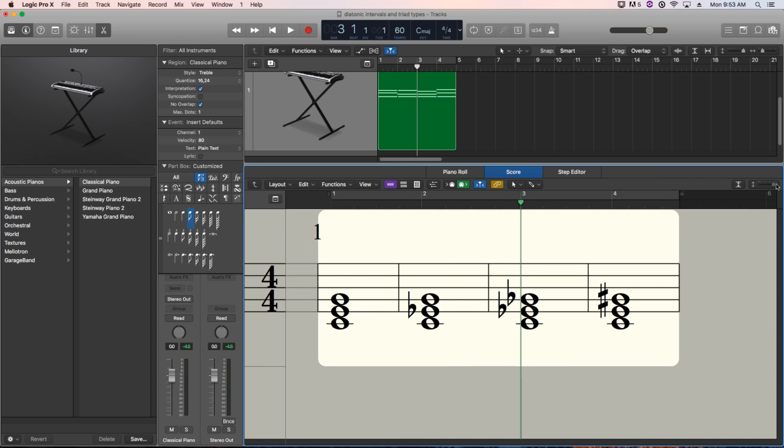So again, major triad, C, E, G. Minor triad, we lowered the third down a half step to E flat. Diminished triad, we lowered the third and the fifth down a half step. And then augmented triad, we raised the fifth up.